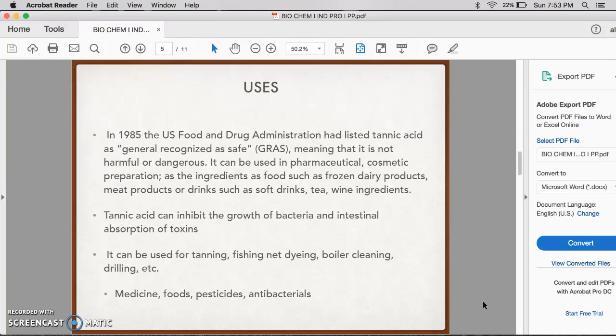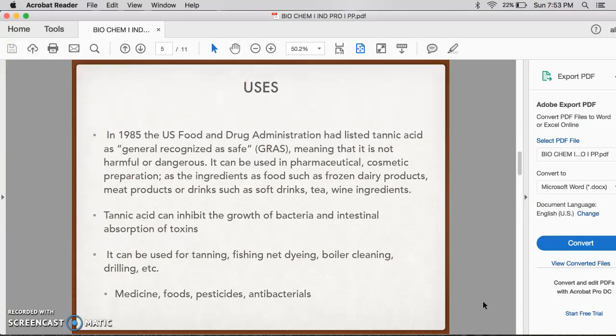So these are the uses of tannic acid. It's kind of the uses as well as the history. In 1985, the U.S. Food and Drug Administration listed tannic acid as, quote, a generally recognized as safe product. That means that it is not harmful or dangerous, but we will learn later that that's actually not true.